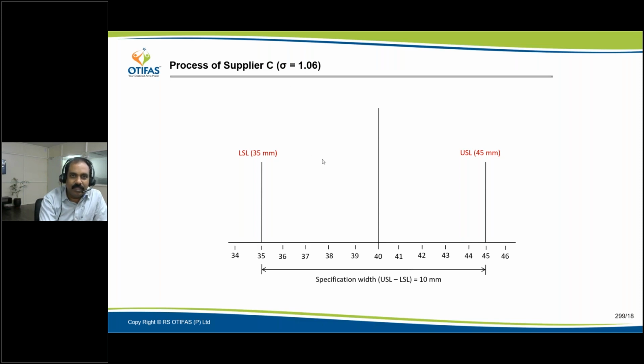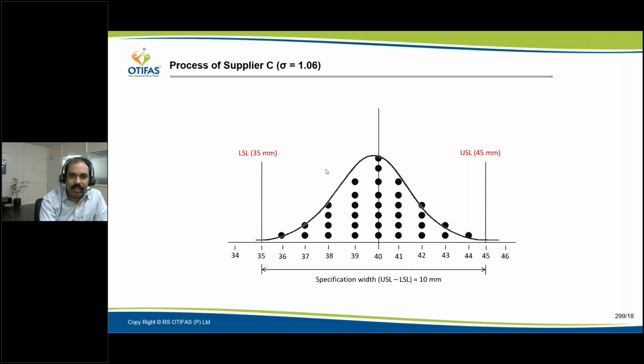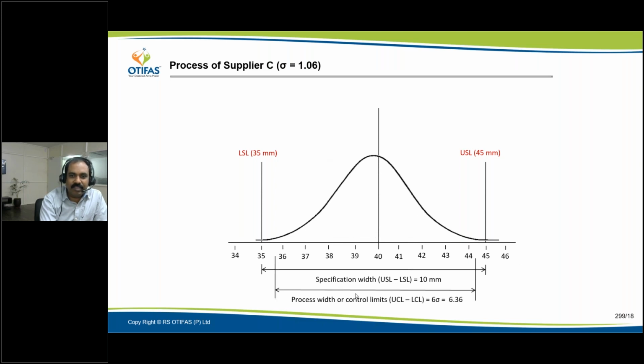Here is supplier C. Now see the other process. Here the control width is lesser than the specification width. So for this process the Cp index will be more than 1. So when you do a capability analysis in Minitab, just see the Cp value, whether the Cp value is more than 1. Of course, the Cpk value also we have to find out.